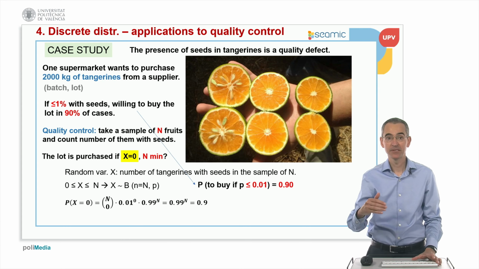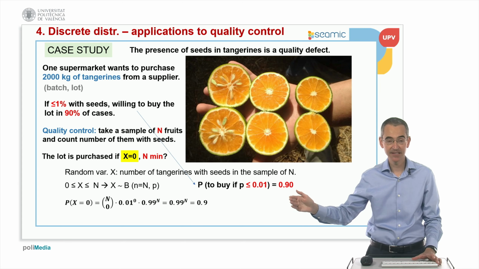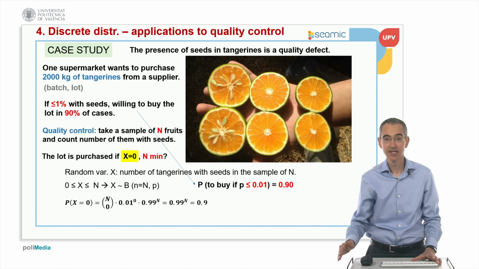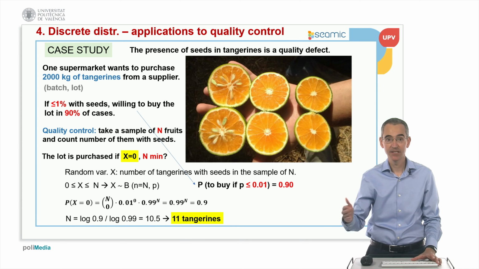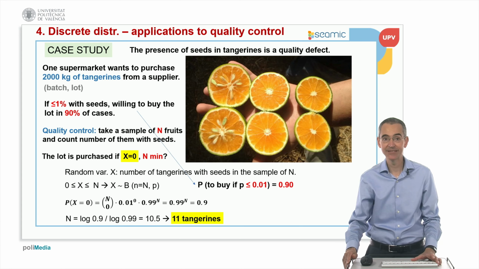And then we apply the probability function for the binomial, the probability that this variable takes exactly the value 0. This is the combinatorial number n choose 0 multiplied by p to the power 0 multiplied by 1 minus p to the power n. At the end, this is equal to 0.9, and then we compute the value n. Here you have the formula, and we end up with a solution of approximately 11 tangerines.